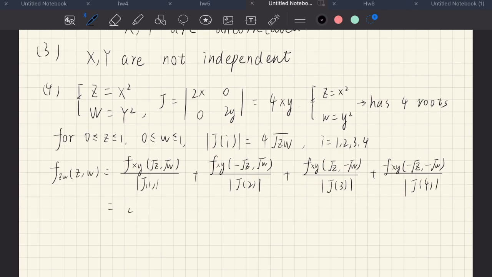And this equals 4 square root of ZW times 1/4 times (1 plus square root of ZW) plus (1 minus square root of ZW) plus (1 minus square root of ZW) plus (1 plus square root of ZW), and this gives 1 over 4 square root of ZW.